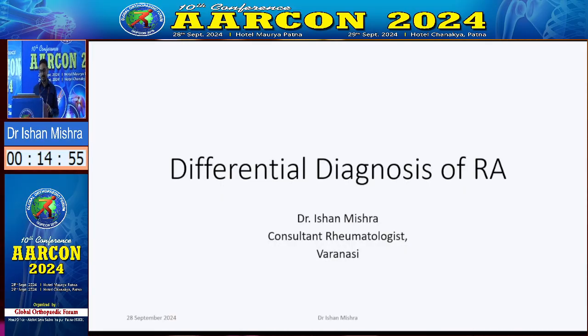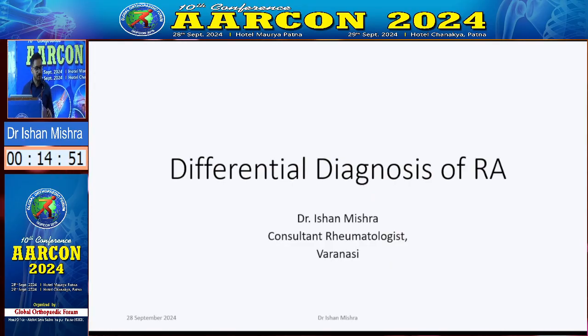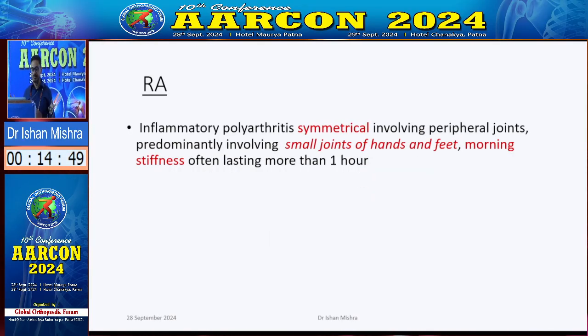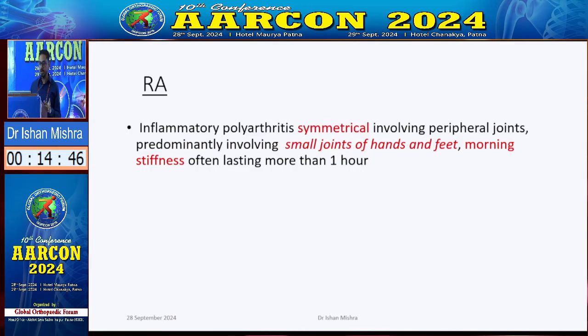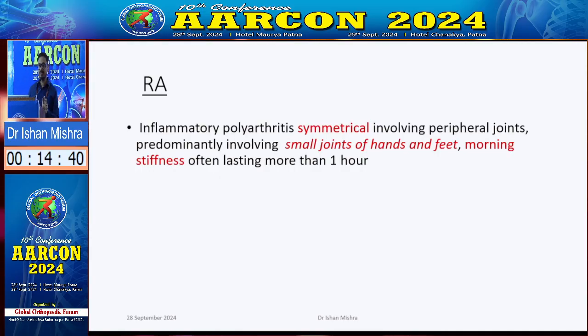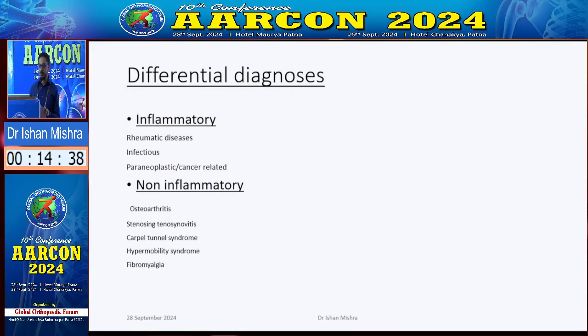So, all is not RA. My talk is made 90% easier by Kaushik Majani sir. I'll just continue with the same. RA is classically defined as a polyarthritis of symmetrical pattern, often involving the small joints. So our differentials are based on that. You can divide the differentials into inflammatory and non-inflammatory. We'll discuss this one by one.